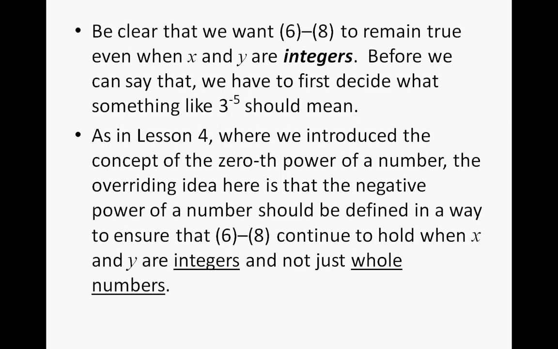So as in lesson 4, where we introduced the concept of the 0th power of a number, the overriding idea here is that the negative power of a number should be defined in a way to ensure that equations 6 through 8 continue to hold when x and y are integers and not just whole numbers. So that's giving some reasoning to why we're moving from positive integers to whole numbers to now all integers, including negatives.